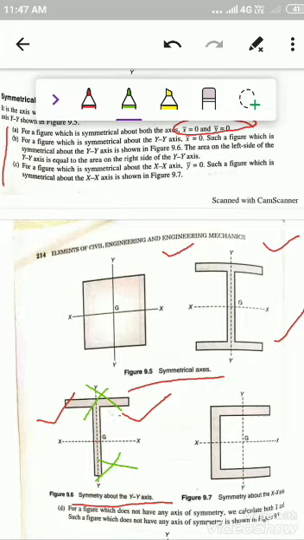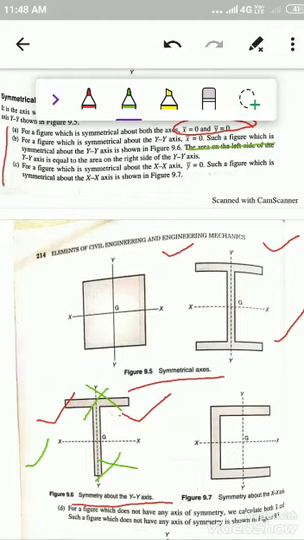Clear? If it is symmetric about the y-axis, then x bar becomes 0. You are going to find out the y bar. I have attached the PDF, you just go through that one. If any body is symmetric about the y-axis, then x bar becomes 0. Just keep that in mind.